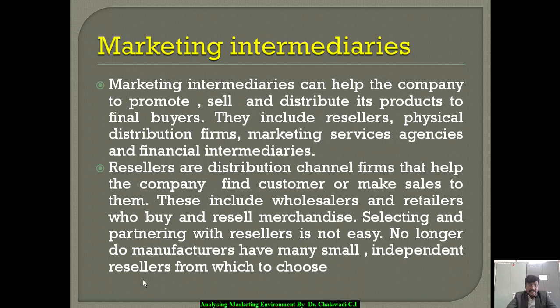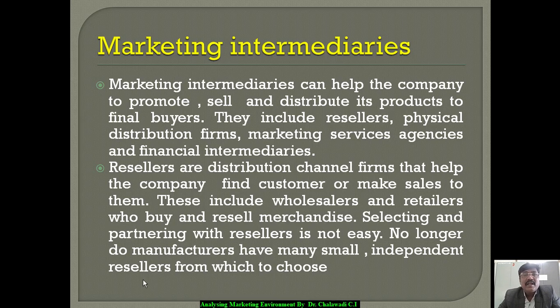And the next point, that is marketing intermediaries. Marketing intermediaries can help the company to promote, to sell, and to distribute its products to final buyers.